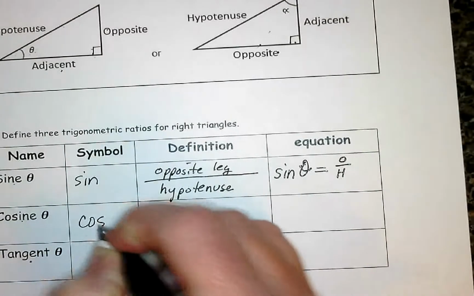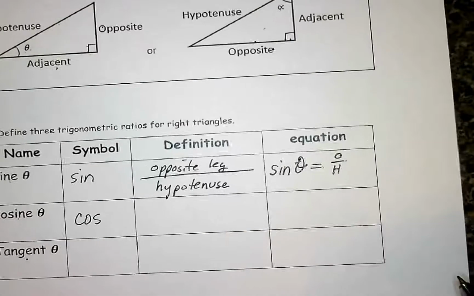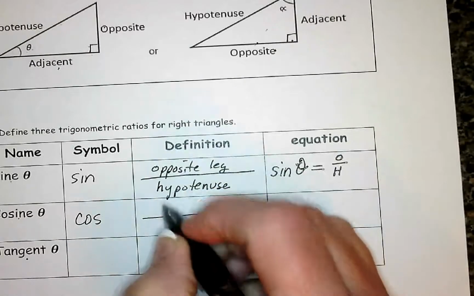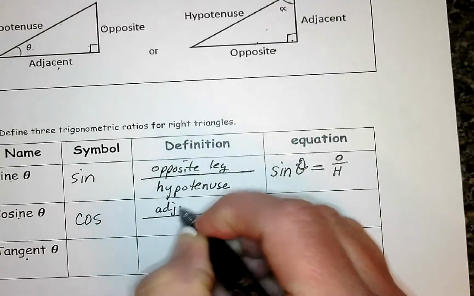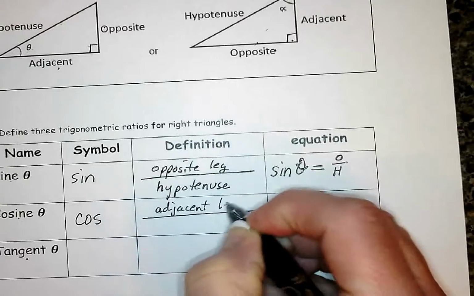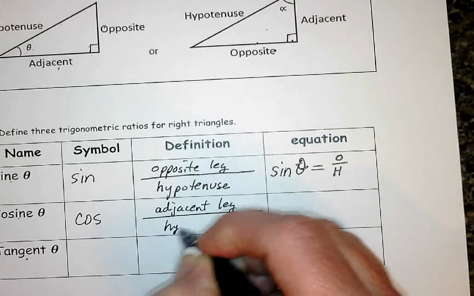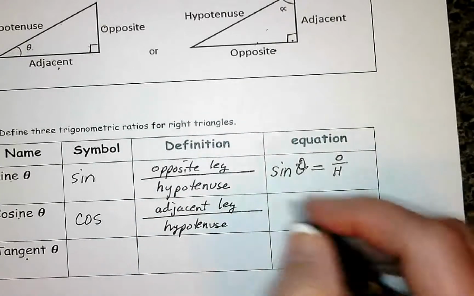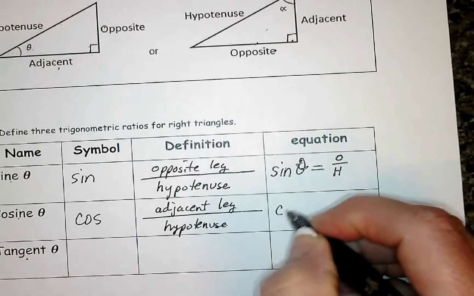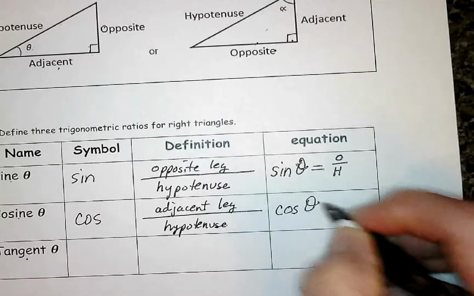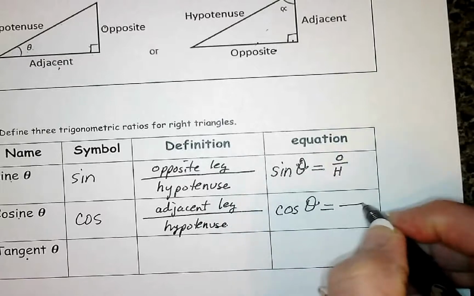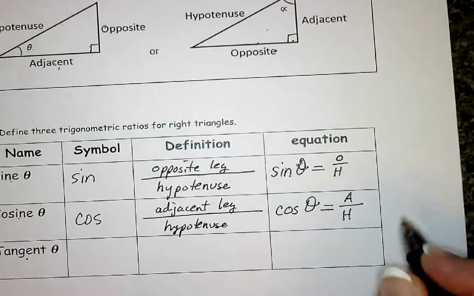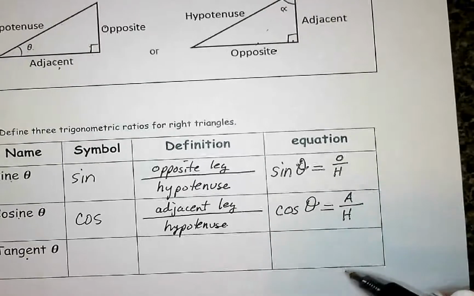Cosine, the symbol for cosine is COS, but we usually say just cosine. By definition, the cosine is a ratio that compares the adjacent leg to the hypotenuse. So we would write our equation out. Cosine of some angle is going to be equal to the ratio of the adjacent leg over the hypotenuse. We see very similar setups in those equations.